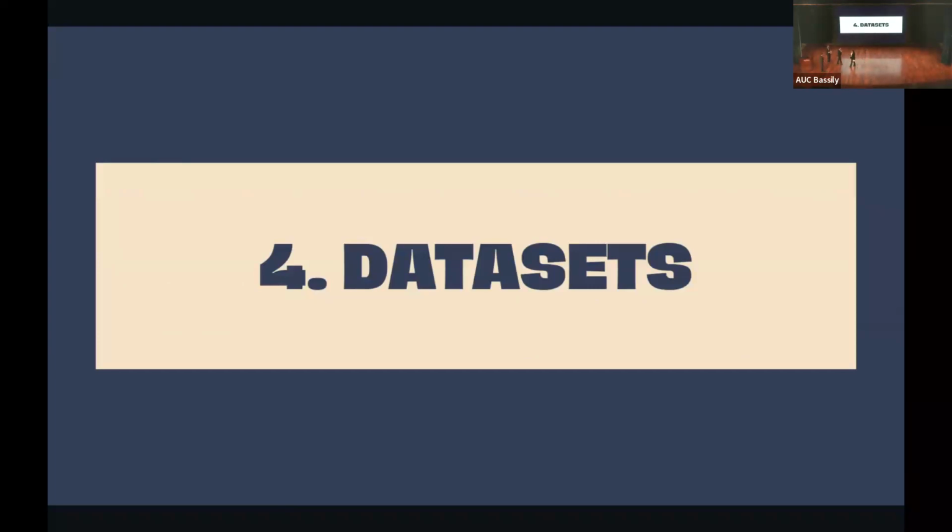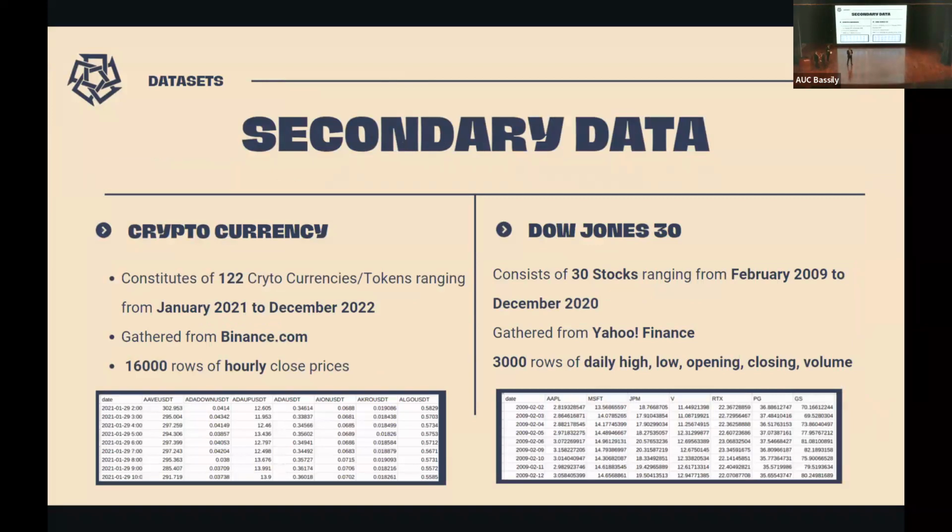Throughout the project, we used two main datasets. The first one was the cryptocurrency dataset. It consisted of around 122 cryptocurrencies and tokens, and it ranged from January 2021 to December 2022. We gathered it from Binance.com, and after the data manipulation, it came to around 1,600 rows of hourly close prices of each cryptocurrency.